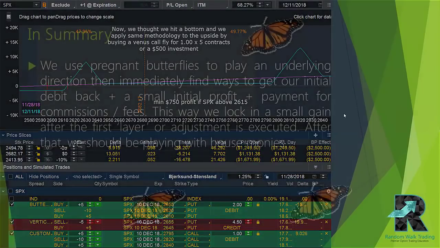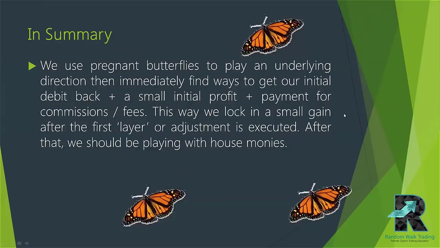So in summary, what we're trying to do with pregnant butterflies is to kind of play an underlying direction, and you got a bullish or bearish bias, and then immediately find ways to get our initial money back. Like I said, if you spend $1, $2 on a butterfly, we're looking to get not only the initial $1 or $2, but maybe 20% or 50% more of what you paid for it.